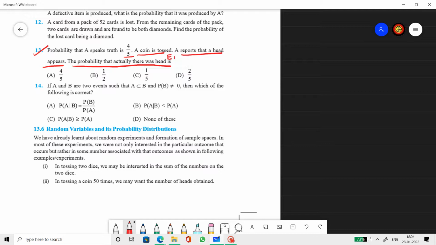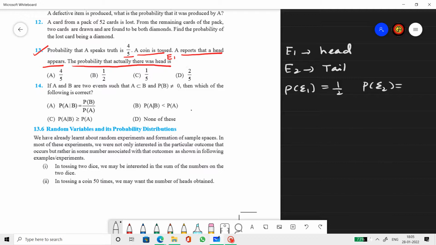Let E1 be that there was a head, the probability of getting a head. Let E2 be not getting a head, so just getting a tail. A coin is tossed only once, so E1 is the event of getting head, E2 is the event of getting tail. So P of E1 will be 1 by 2 and P of E2 is also 1 by 2.